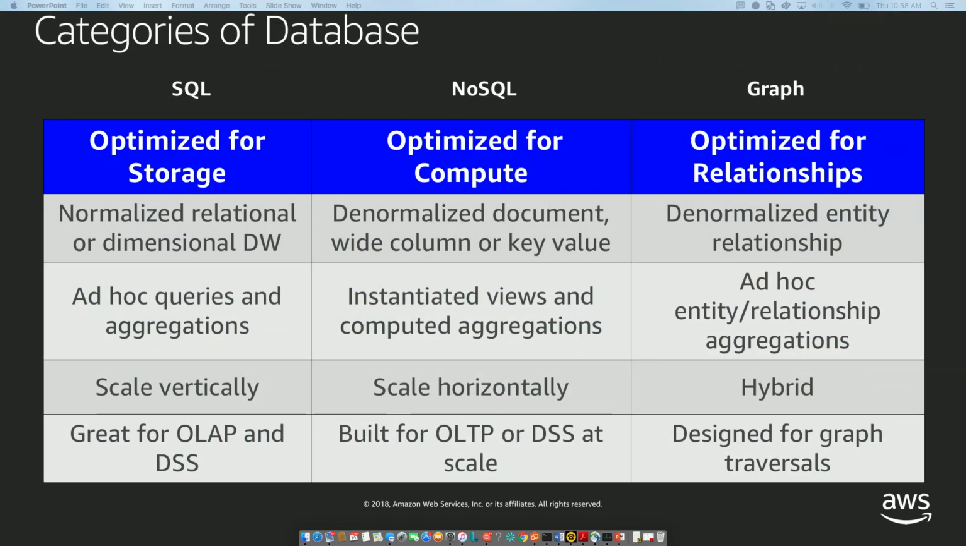So, different categories of databases. We have SQL, NoSQL, and graph database. We spoke about SQL. This is pretty standard. We've been using it for the last 30, 40 years. In a NoSQL, the big differentiators are it's scalable horizontally. It's built for OLTP or DSS at scale. It's a highly de-normalized architecture, whereas SQL is normalized. We spoke about what is wide column and what is key value pair in databases. These are the 3 NoSQL that are popular.